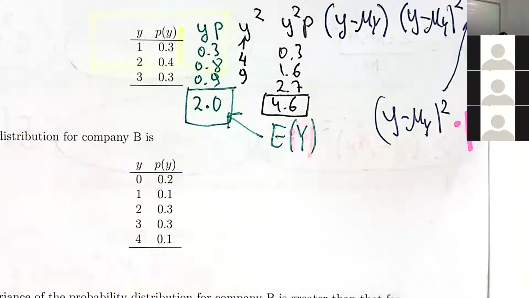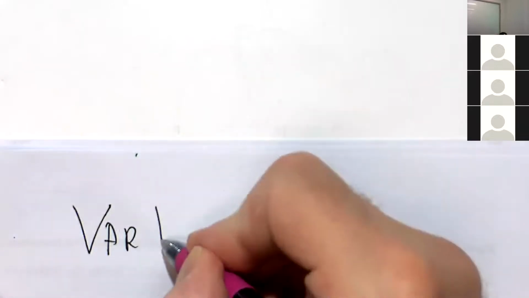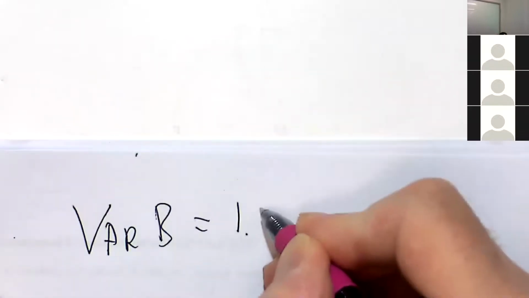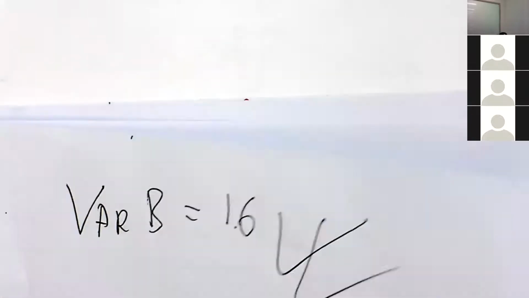Okay, do we have the variance? Aaron? 1.6. Excellent. 1.6. That's it. So the variance for company B is 1.6, which is larger than the variance for company A. Anyway, now let's move on.